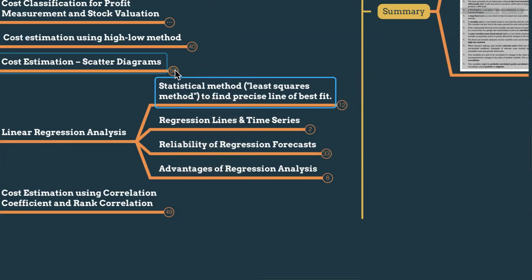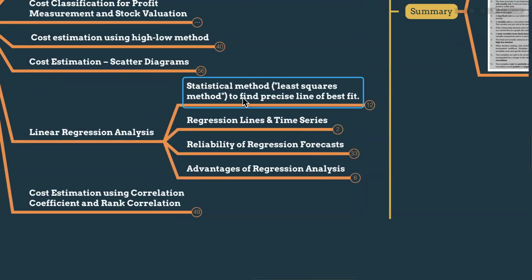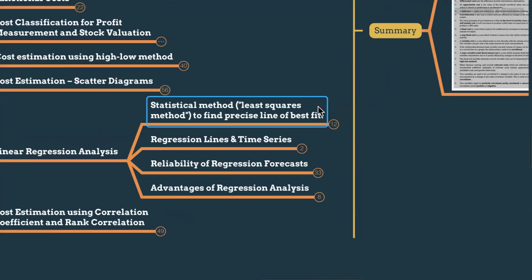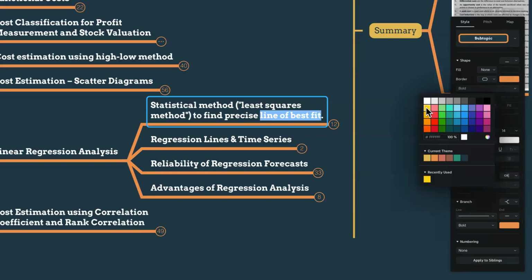In scatter diagrams, we draw the line of best fit just by eye, saying this is correlated positively, this is correlated negatively, from our estimation. But here we are going to use a statistical method to draw the line, the formula or function of the linear line. The statistical method called the least squares method finds the precise line of best fit. Here we are not going to judge with our own eyes. We are going to use a formula to get the precise line of best fit. That's the word you have to remember, the line of best fit.